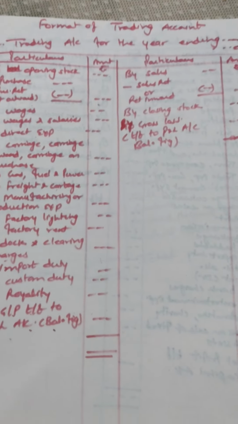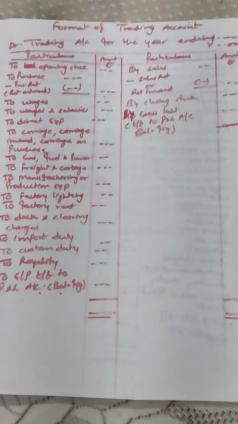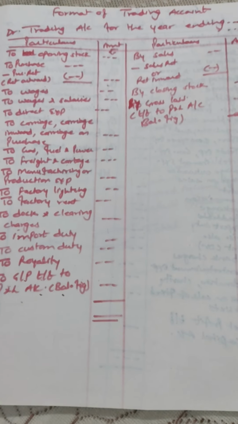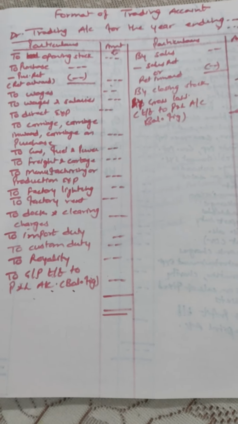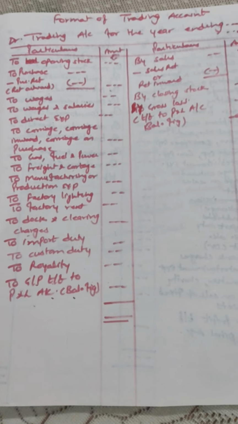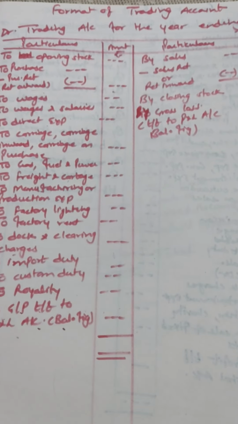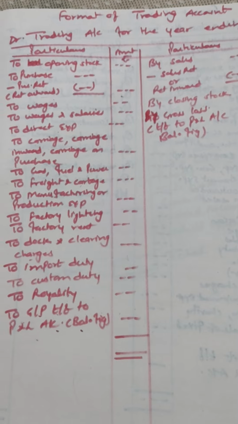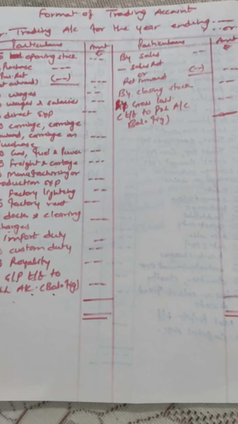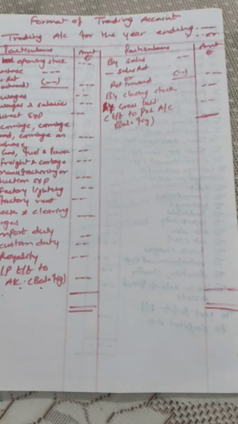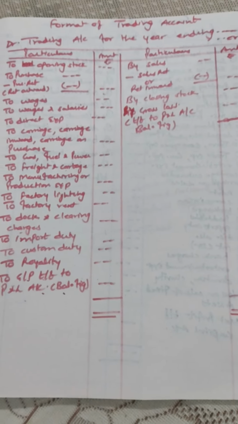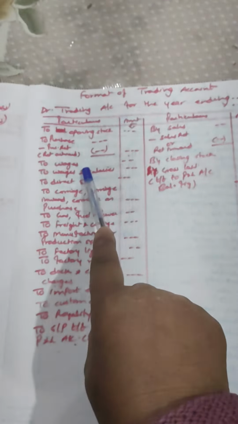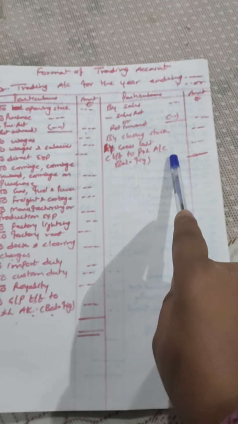First of all, trading account is prepared. Trading account is prepared to know the gross profit or gross loss of the business. The format of trading account is here. First of all, it is a T-shape account. It is prepared for the year ending. It is written at the top, trading account for the year ending. Left side is debit and this is credit side.